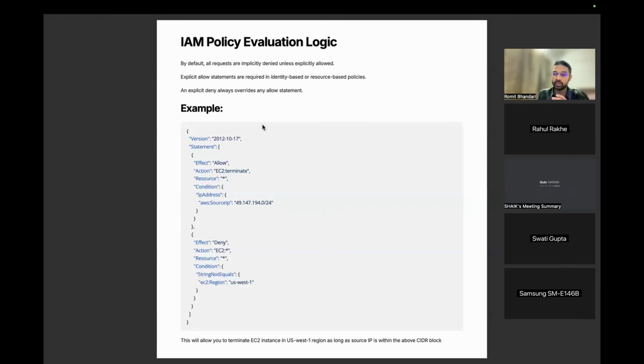That's how the policy evaluation works. So you are denying, but you gave a pass to region US West 1, where the deny won't hold, because you are giving a condition StringNotEquals US West 1, which then allows the first statement to allow EC2 to terminate on US West 1 with source IP within that CIDR block. So deny to allow, that's how you try to evaluate. Hope this is clear.